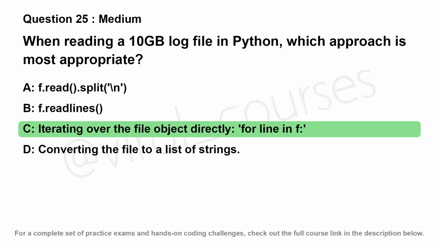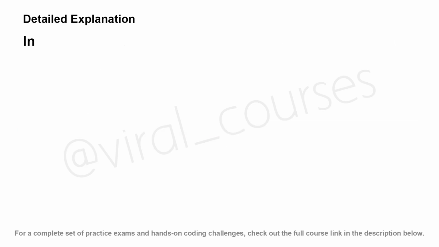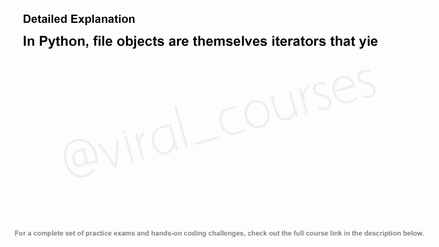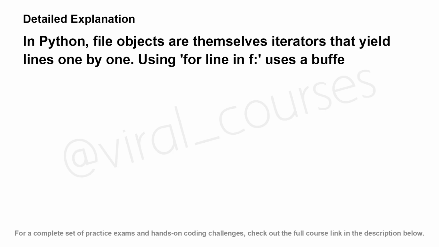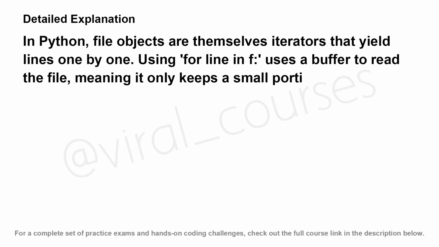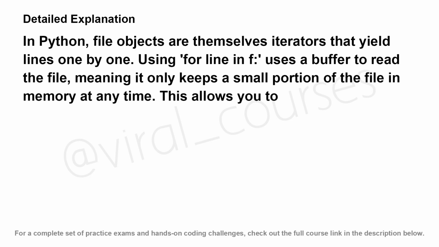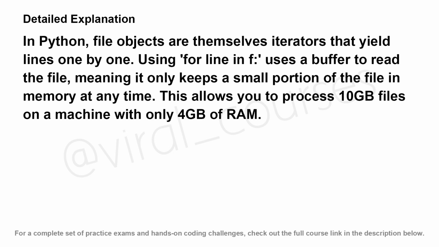The correct answer is C. In Python, file objects are themselves iterators that yield lines one by one. Using for line in f uses a buffer to read the file, meaning it only keeps a small portion of the file in memory at any time. This allows you to process 10 GB files on a machine with only 4 GB of RAM.